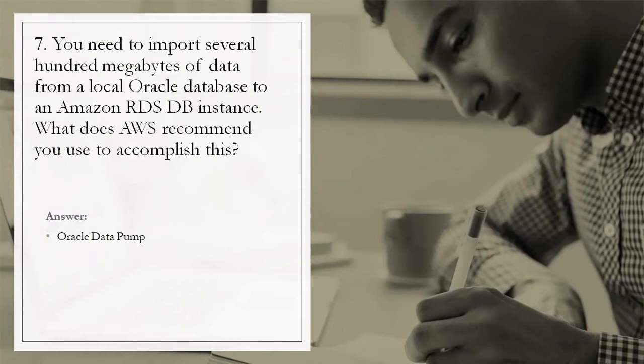Question number 7. You need to import several hundred megabytes of data from a local Oracle database to an Amazon RDS DB instance. What does AWS recommend you to use to accomplish this? Definitely Oracle Data Pump. Let's understand in the explanation: how you import data into an Amazon RDS DB instance depends on the amount of data you have and the number and variety of database objects in your database.